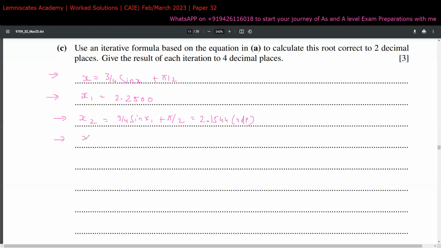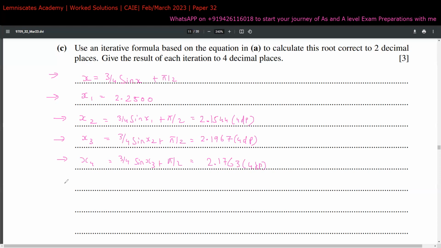Then x3 is coming out to be, if I just press equal to, this is nothing but 3 by 4 sine of x2 plus pi by 2. And see, instead of x2, I am just having the answer variable which stores the value of this. And then the next value is coming out to be 2.1967. And x4 comes out to be, this is 3 by 4 sine of x3 plus pi by 2. This value is 2.1763, correct to 4 decimal places.